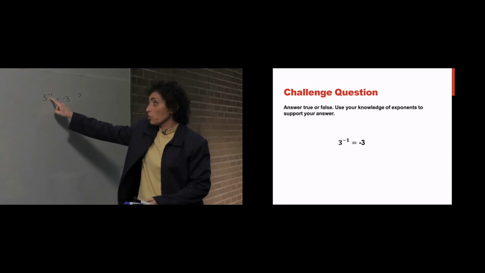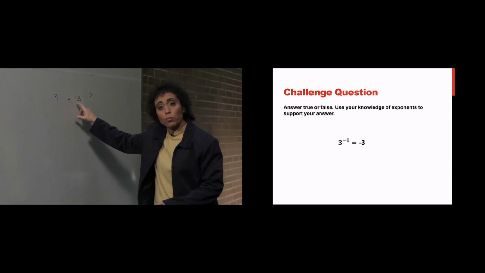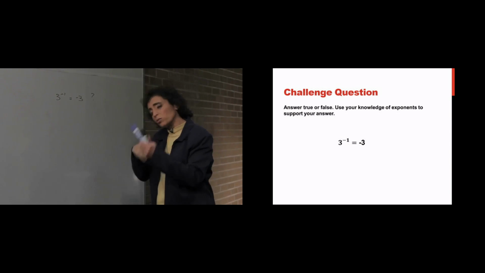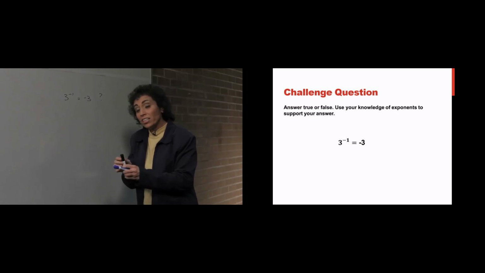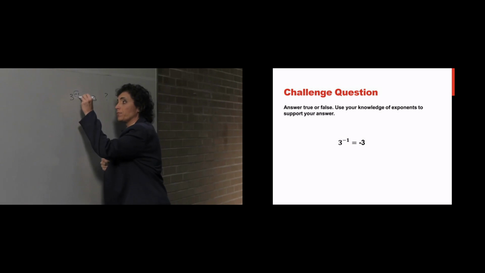Okay, let's look at this. 3 to the negative 1 equals negative 3. We want to know if it's true or false, and we want to support our answer, okay? Well, here's the deal. New exponent, okay?